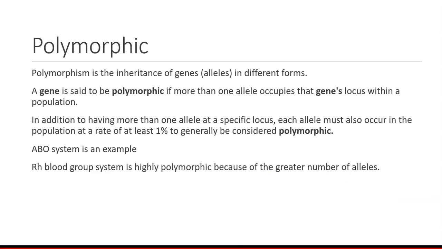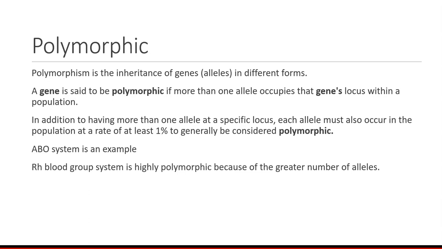Polymorphism is the inheritance of genes or alleles in different forms. A gene is said to be polymorphic if more than one allele occupies that gene's locus within a population. In addition to having more than one allele at a specific locus, each allele must also occur in the population at a rate of at least 1% to be considered polymorphic.